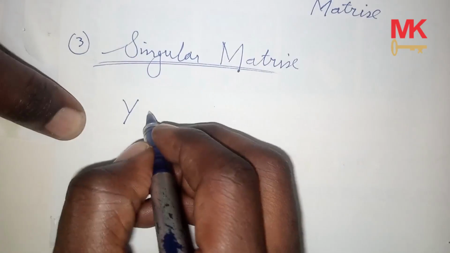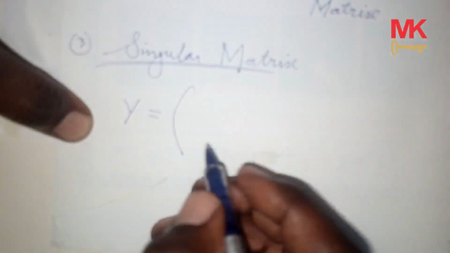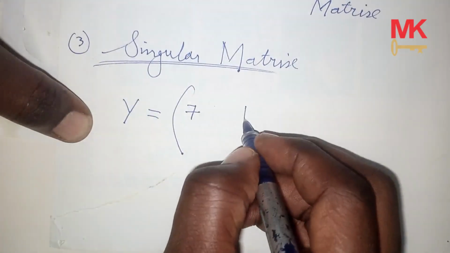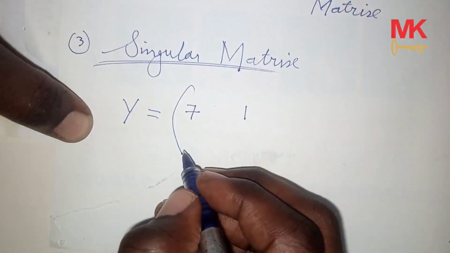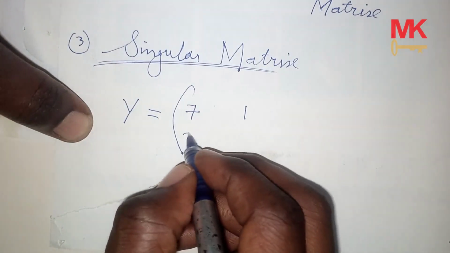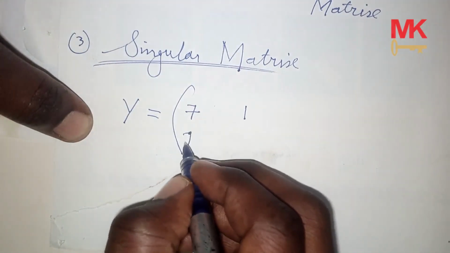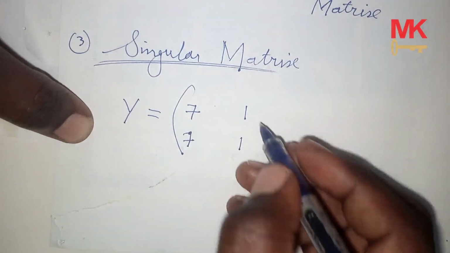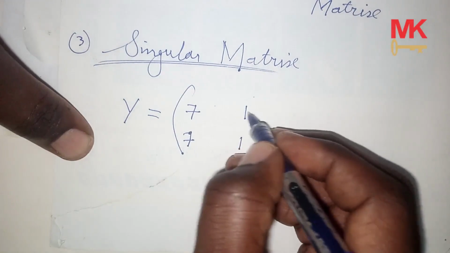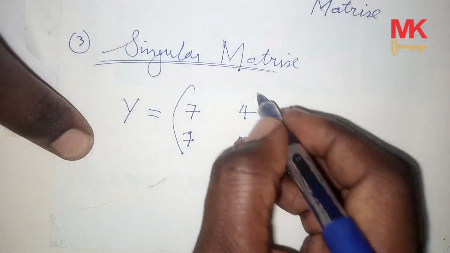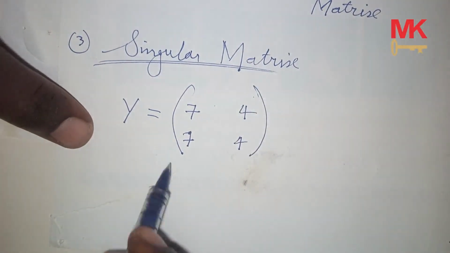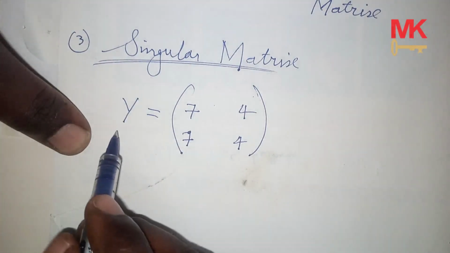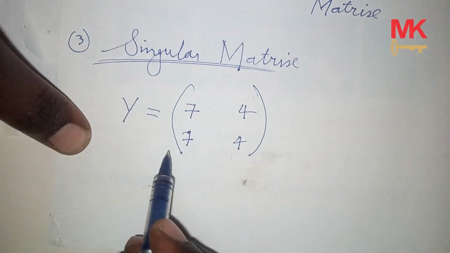Let me give you an example of a matrix. Let's say the matrix Y equals 7, 1, 7, 1. Yes, this works quite all right. Or you can even say 7, 4, 7, 4. It doesn't matter. If you look, this is called a singular matrix because the determinant will be 0.